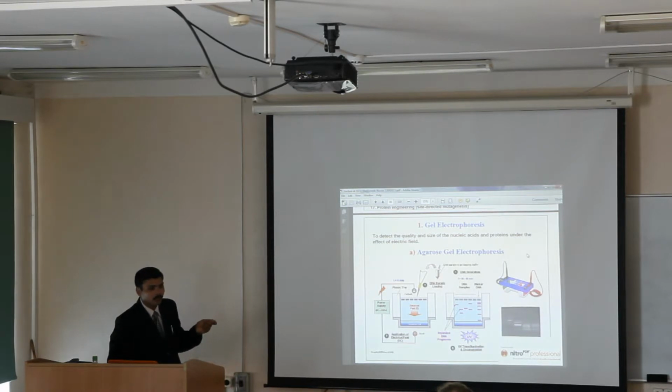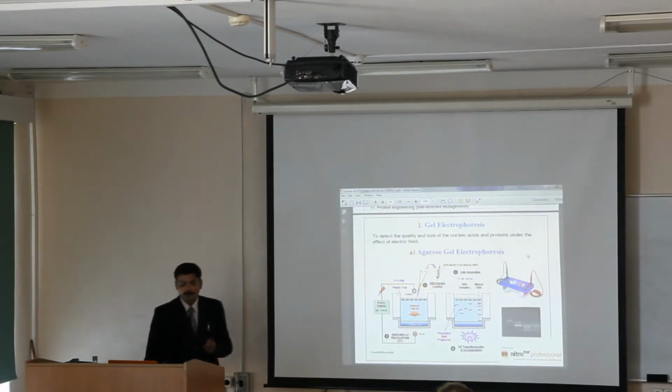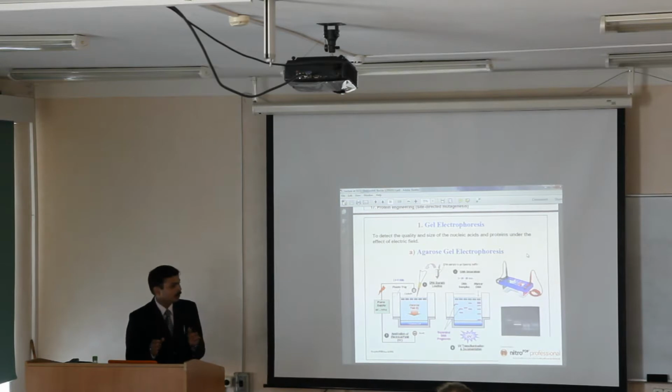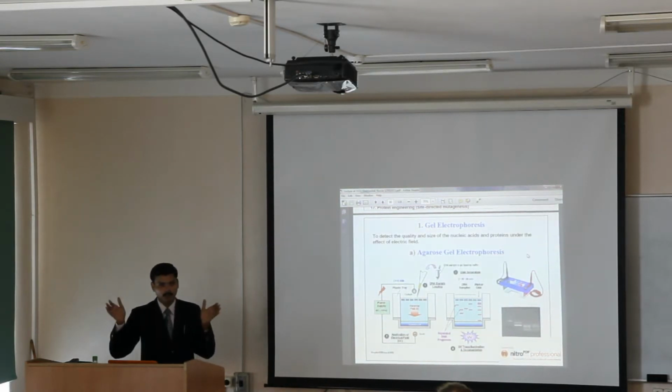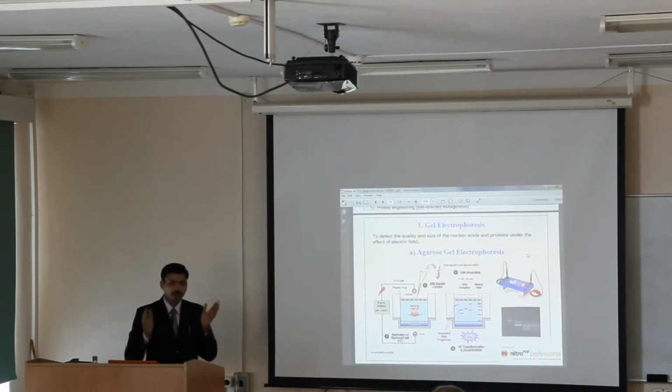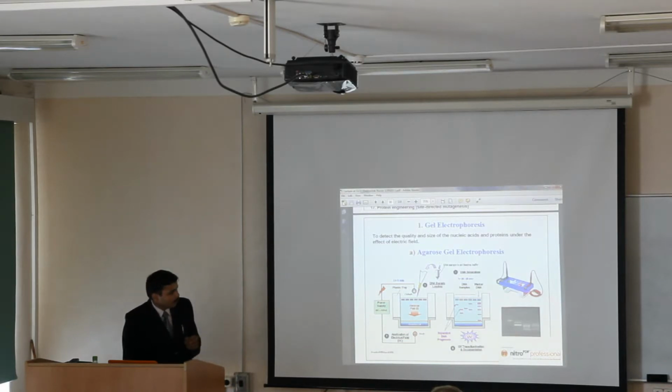This is the technique which is used to detect the quality and size of nucleic acids and proteins under the effect of an electric field. It is called agarose gel electrophoresis. DNA and RNA carry a negative charge, and we know that the electric current moves from negative to positive. So we take the DNA, and because it has a negative charge, under the electric field we allow the DNA molecule to move, and the DNA moves from negative to positive.